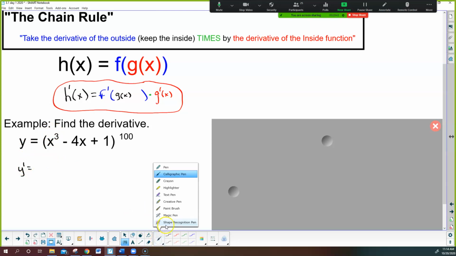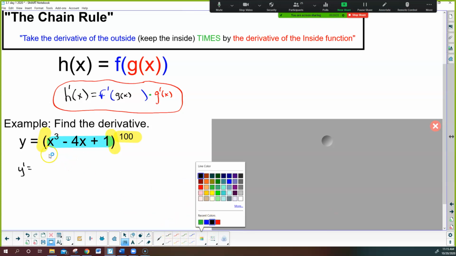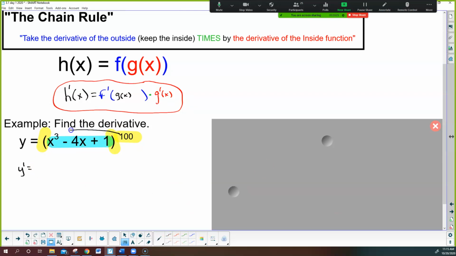Now, my outside function here. Sometimes it's helpful to think about, well, what is the outside function? The outside function is something to the 100th power. It's like x to the 100th power. And then the inside function is the polynomial. So if I take the derivative of the outside, the 100 is going to come down in front. That's just the power rule. So if I put the 100 on the outside, then I'm going to take one away. I get 99. There's the derivative of the outside.